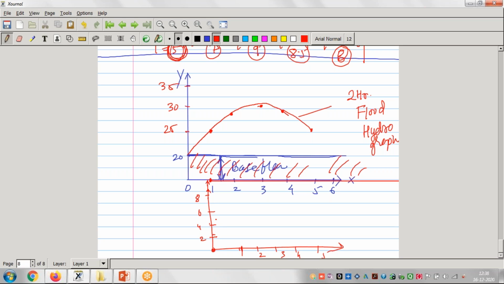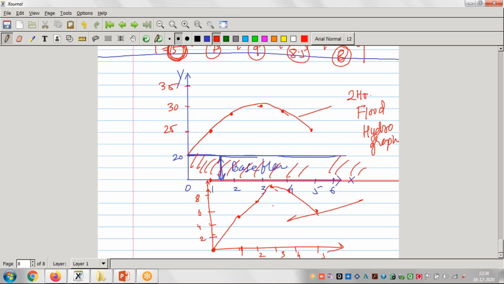So at 1 hour, my direct runoff hydrograph ordinate is 5. After 2 hour, it is 7, so somewhere it will come here. Then after 3 hour, it is 9, somewhere here. After 4 hour, it is 8.5, somewhere here, not here. And then after 5 hour, it is 6, somewhere here. So if I join this from 0 to this 5, then 7, 9, 8.5, 6.